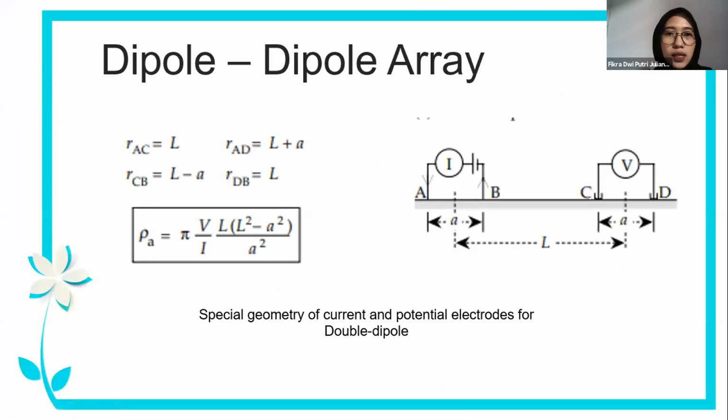And the third is the dipole-dipole array. The spacing of the electrodes in each pair is a, and the distance between their midpoints is L, which is generally much larger than a. And this is the formula for rho for the dipole-dipole array.